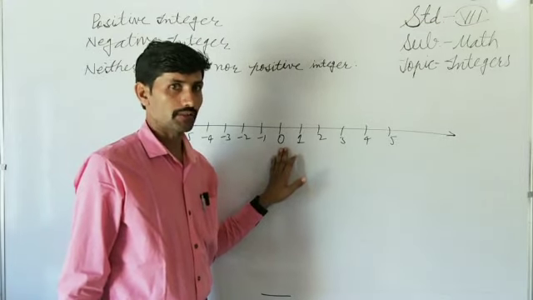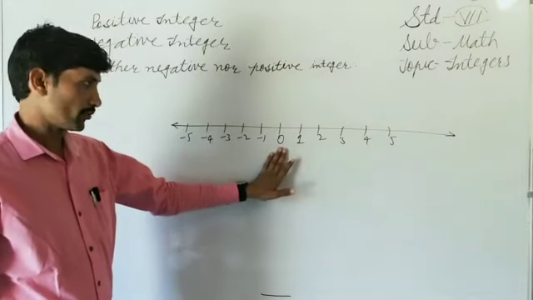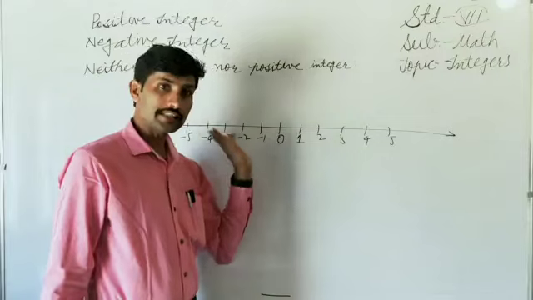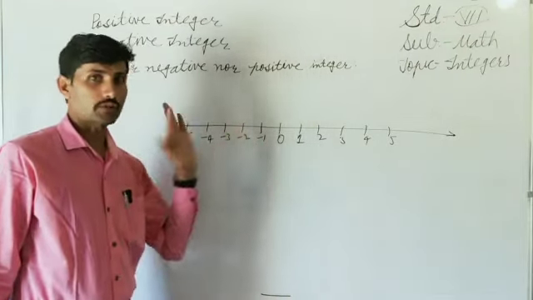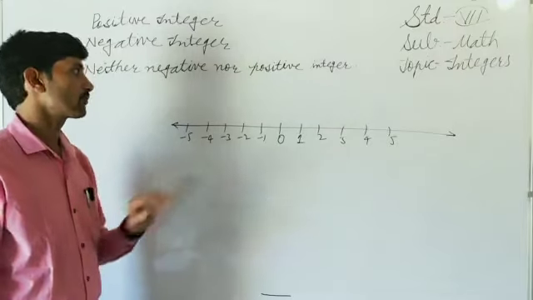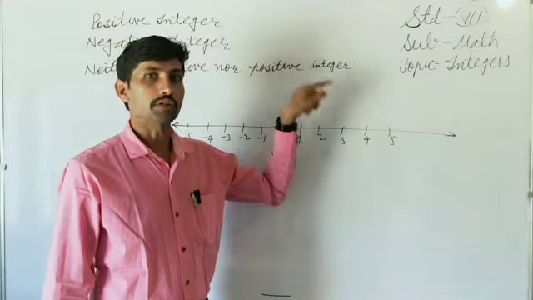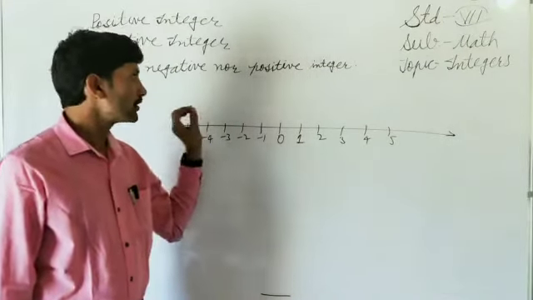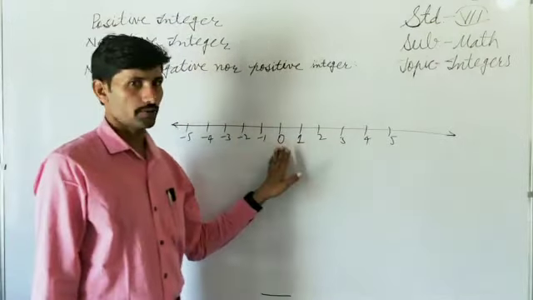But it is not so mathematically. 0 is equal to itself, so it is not greater than 0. That's why it is not a positive integer. It is not smaller than 0 either, so 0 is not a negative integer also. So we call it neither a negative nor a positive integer. And what is that? That is 0. Always keep in mind that the integer that is neither negative nor positive is 0.